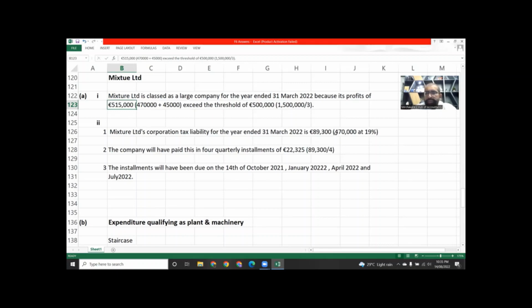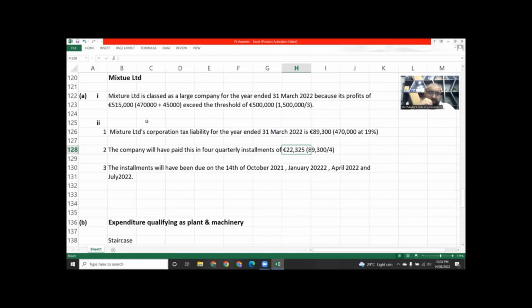Now, how to calculate corporation tax liability? Corporation tax liability is always calculated as TTP times 19%. TTP is 470,000 times 19%, which is 89,300. As this company is a large company this year as well as last year, there is no exemption, so the company will have to pay in 4 quarterly installments. You calculated this installment yourself. Now what are the due dates? 14th October 2021, then after 3 months 14th January 2022, after 3 months 14th April 2022, after 3 months 14th July 2022. So this is a total of 5 marks for you, for parts A1 and 2.